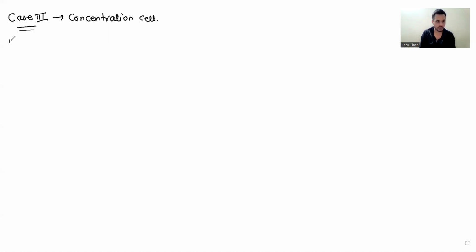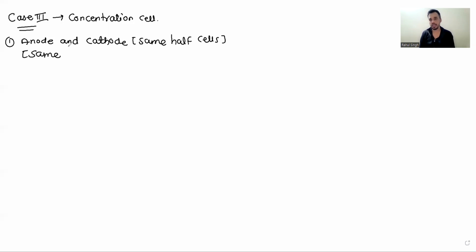In this particular thing, I am writing a few things, that anode and cathode both will be the same over here. Same half cell we have to take. Same metal, same solution. Always remember, whenever we see same metal, same solution, it will be under the concentration cell. It is simplified, same metal and same solution.